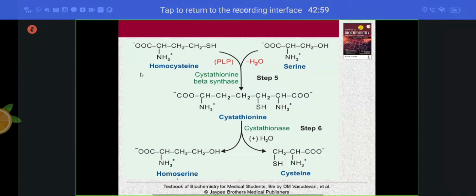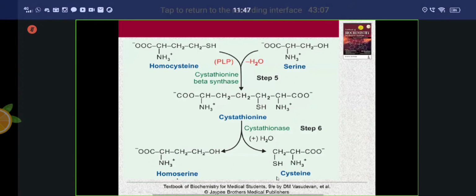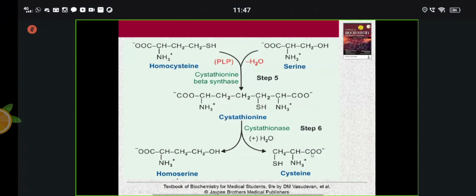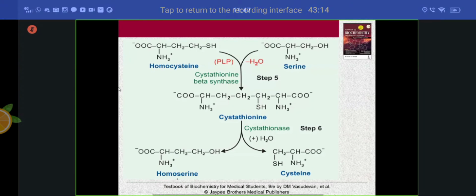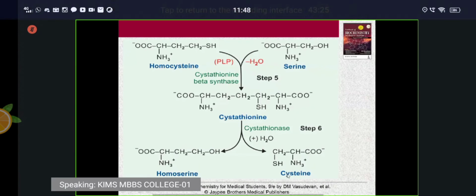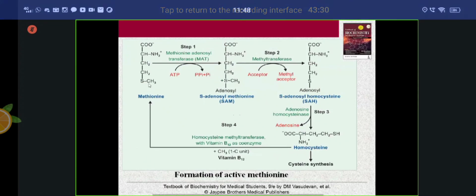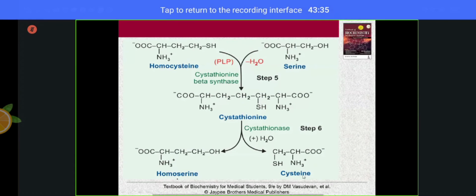Now, once you have homocysteine, it combines with serine to form cystathionine, and finally it is broken down to form homoserine and cysteine. So what happens in our body with the homocysteine? It goes for the synthesis of methionine. If you have enough methionine, it combines with serine to form cystathionine. Cystathionine is finally broken down to give homoserine and cysteine. So from homocysteine we can synthesize cysteine.